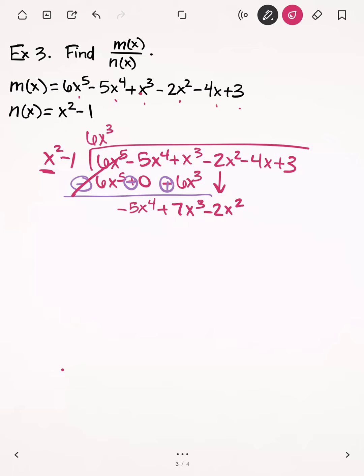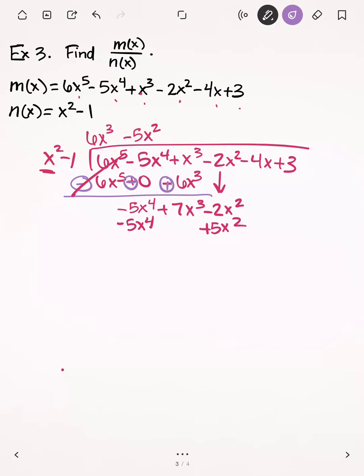What do I need to multiply x squared by to get a negative 5x to the 4th? Well, that would be a negative 5x squared. So negative 5x squared times x squared is a negative 5x to the 4th. A negative 5x squared times a negative 1. Two negatives make a positive. So it's an x squared term, so I'm putting it here under the x squared term.